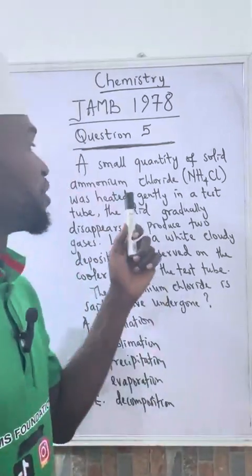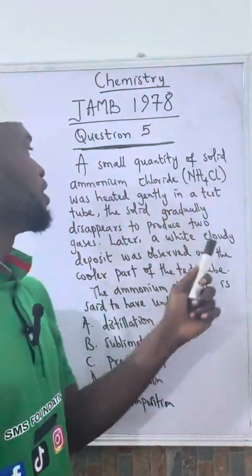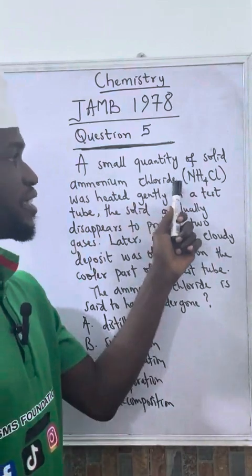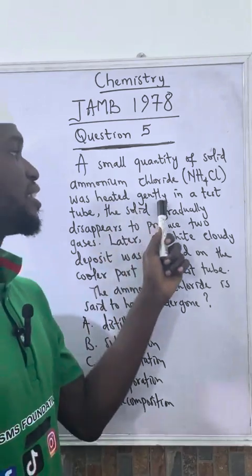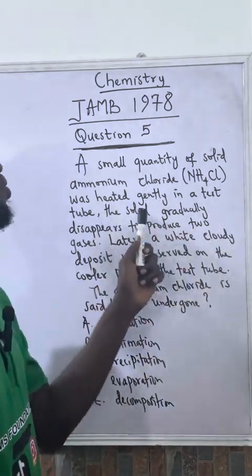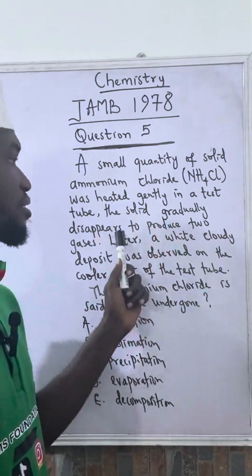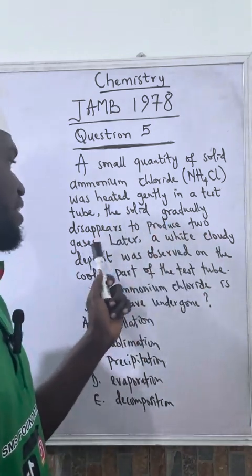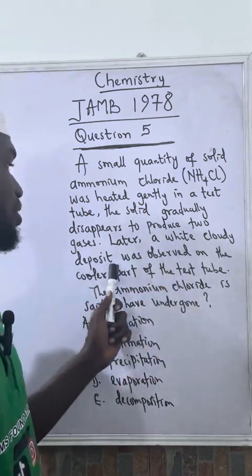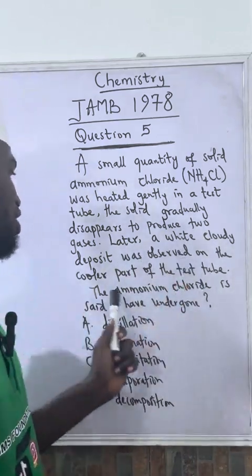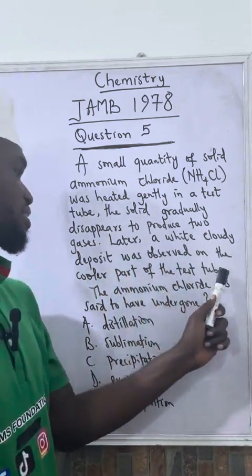Consider this chemistry question. A small quantity of solid ammonium chloride, NH4Cl, was heated gently in a test tube. The solid gradually disappears to produce two gases. Later, a white cloudy deposit was observed on the cooler part of the test tube.